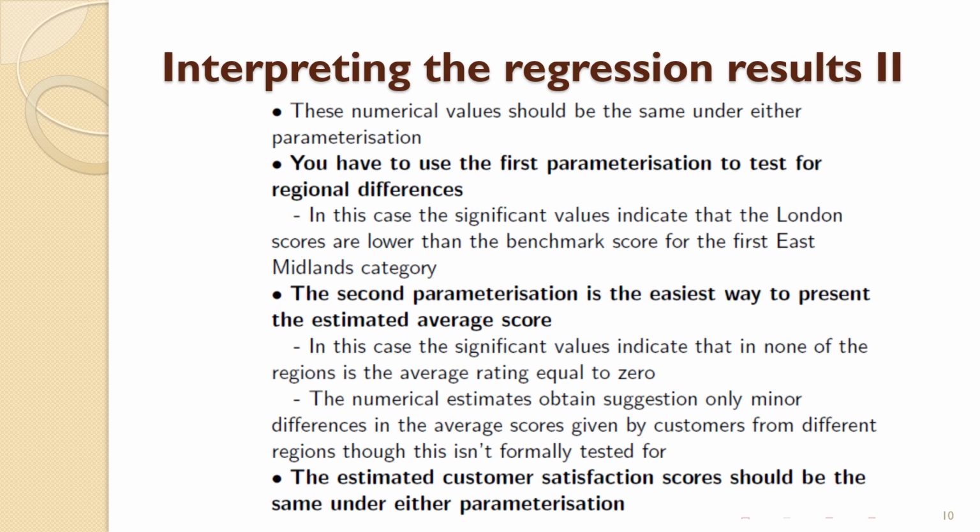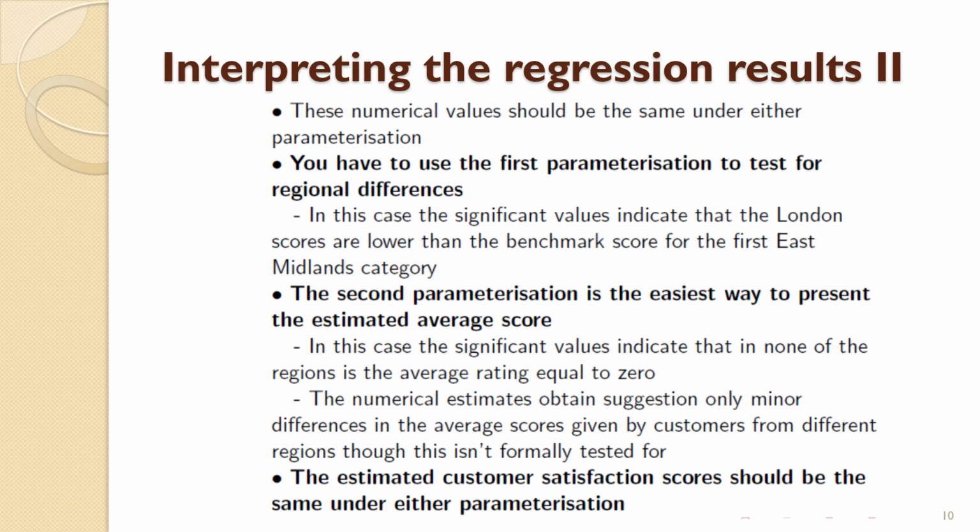On interpreting these regression results then, the numerical values should be the same under either parameterization. So this is another common sense check that you want to verify. I'll show you how to do that in the next part of the lecture, and then how we've done this in terms of the communication, which is always very important. So use the first parameterization to test for regional differences. In this case, the significant values indicate that London scores are lower than the benchmark score for the East Midlands category, and indeed lower than the other regions. And then the second parameterization is the easiest way to present the estimated average score for each region.